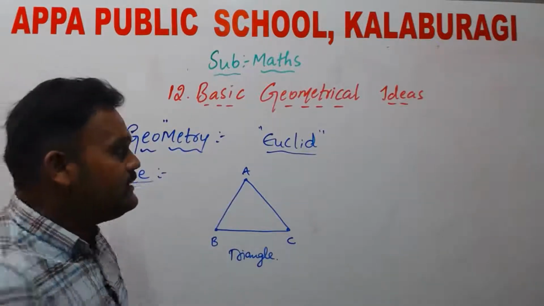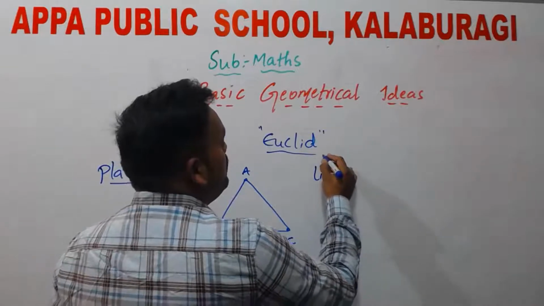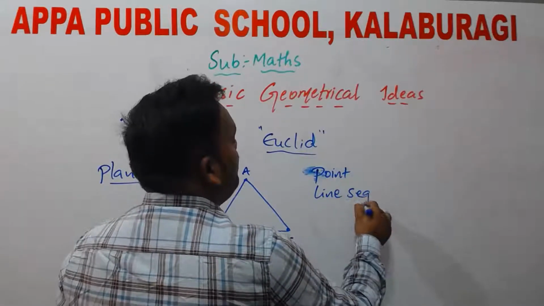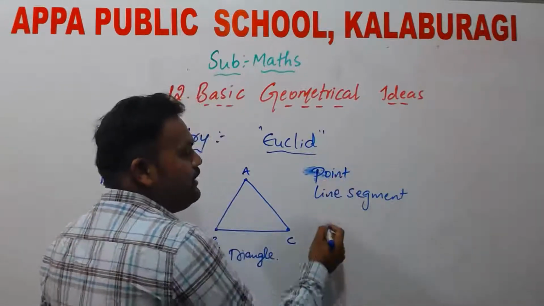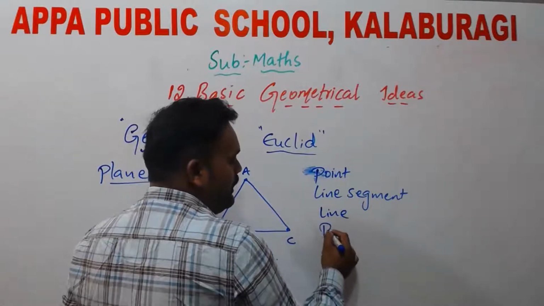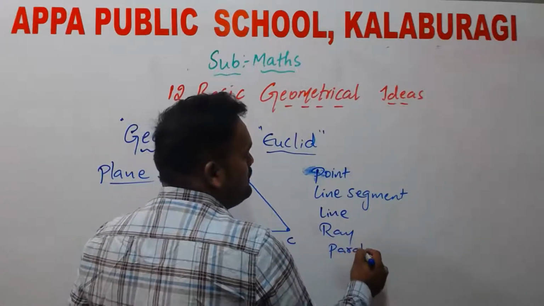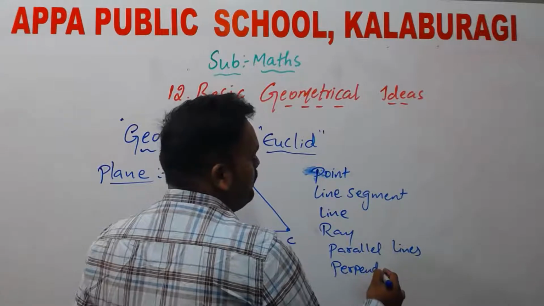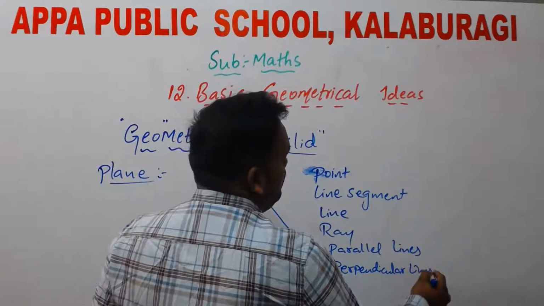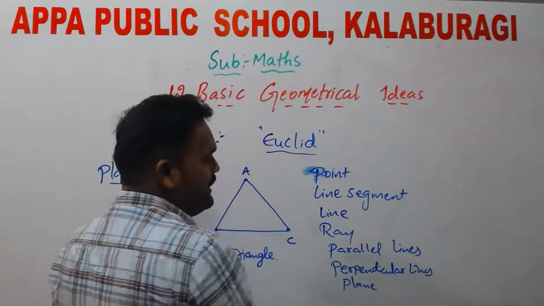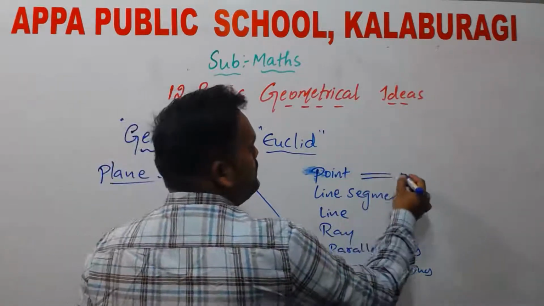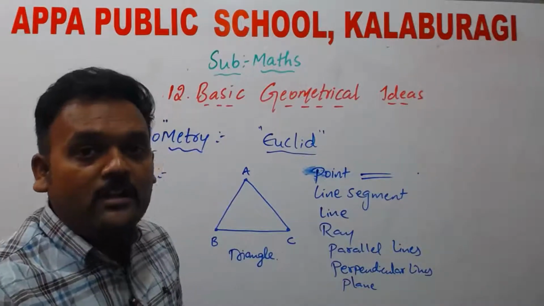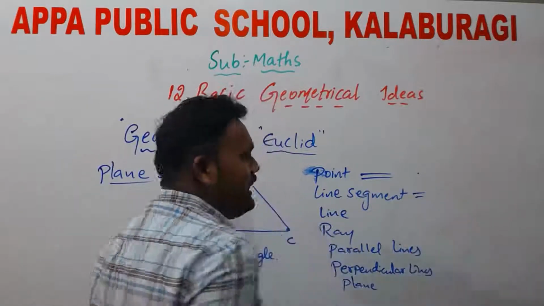See, this geometry contains first the point, next the line segment. Okay, we discussed point, line segment, line, then ray, then parallel lines, then perpendicular lines, then plane. See, point, you usually know this. This is a point. So point means what? The point marks a position. A line segment means a straight line.